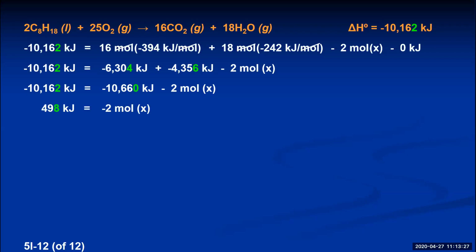So 498, or really 500 with 2 significant figures. And to solve for X, divide by the negative 2, and I get negative 249 kilojoules per mole as my value for the standard enthalpy of formation of octane, which really should be rounded to negative 250 to make it a 2 significant figure number.